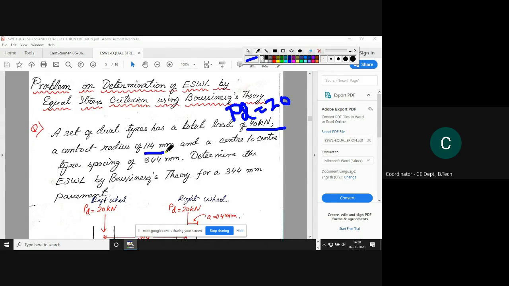Contact radius of 114 mm. So this is your A given. And center to center tire spacing of 344 mm. This is your S, small s value. Now determine the ESWL by Bosnick's theory. That means this is the equal stress criteria. We have to use the formula here, equal stress criteria. For a pavement thickness of how much? 344 mm. Now this is your Z value. Clear problem? Did you understand the problem?